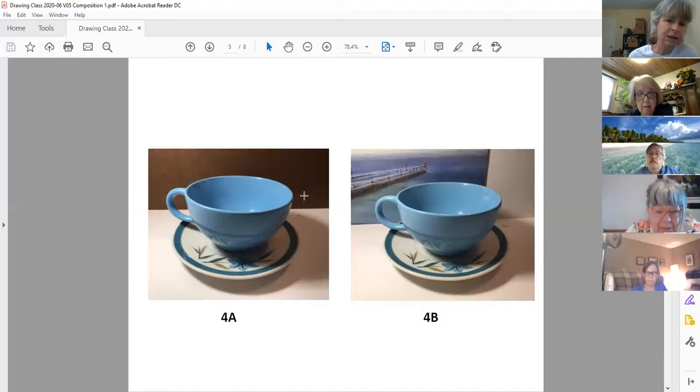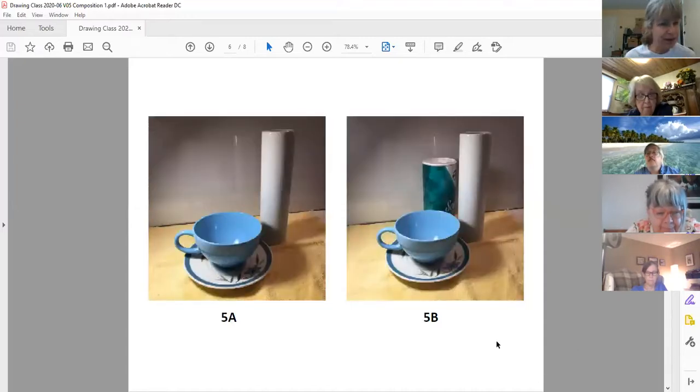I would say it's still number 4A because the line here pretty much sections it in half. Okay. Half is the wall, half is the table. It's better to be 1/3, 2/3, or 2/3, 1/3. Okay, thanks. So it's 4A.